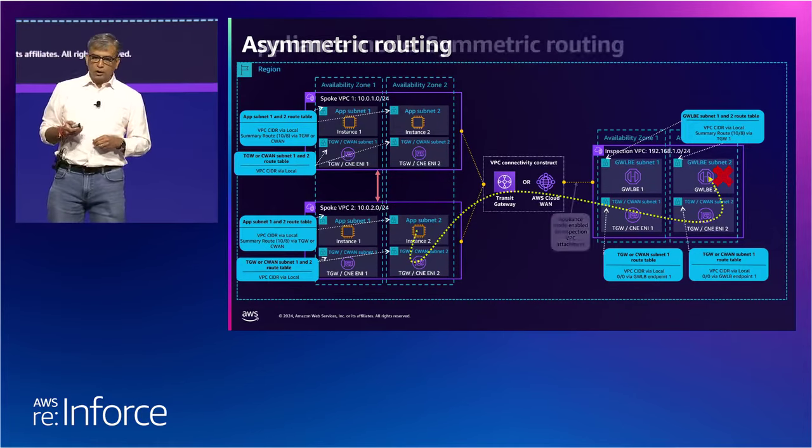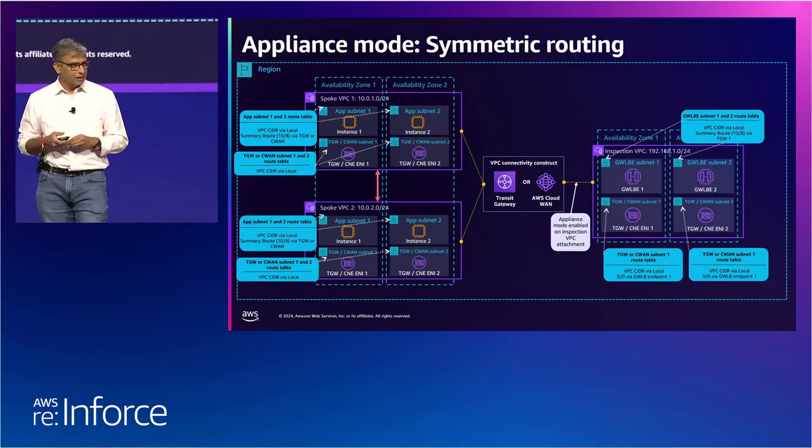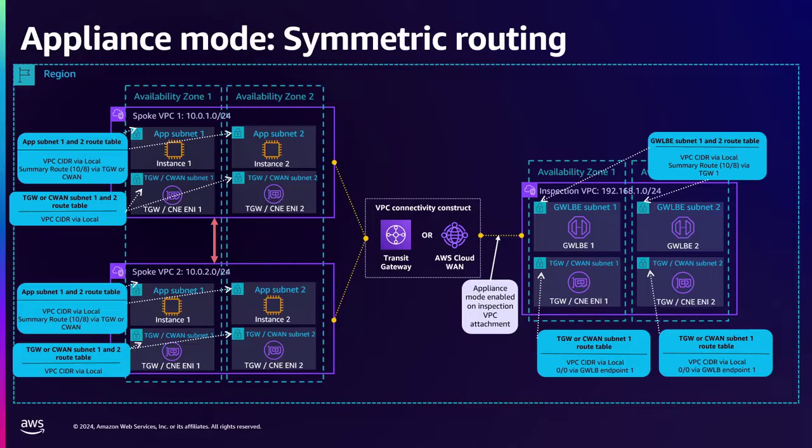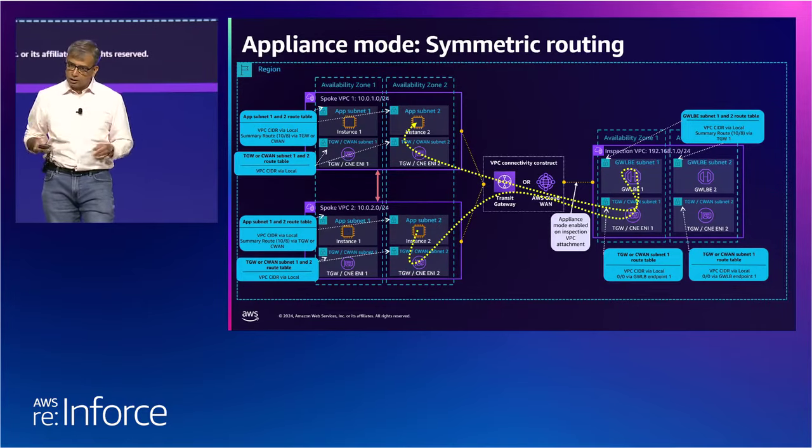So what we need to do is enable an attribute called appliance mode, which is an attribute of an attachment, be it Transit Gateway or Cloud WAN, it doesn't matter, same thing. And this makes it AZ independent. So for the life of the flow, it picks a firewall and it maintains that firewall for the inspection, and that's how you avoid the asymmetric routing.